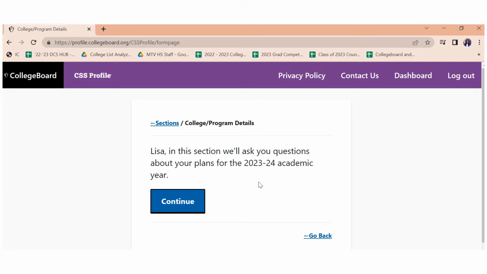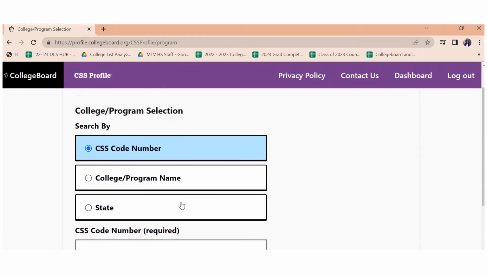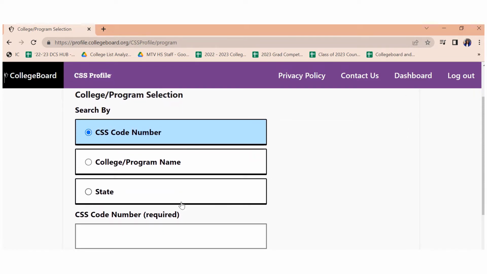This next section, we need to enter all of the schools that your student is applying to that requires the CSS profile. Now remember, not every school requires this. Any school that requires this, you will find in here. You want to search by putting in as little information as possible about the name. You want to leave out the word university. So type in enough, but not too much because it can be hard to find some of the schools in here. So we're going to search by college program or name.